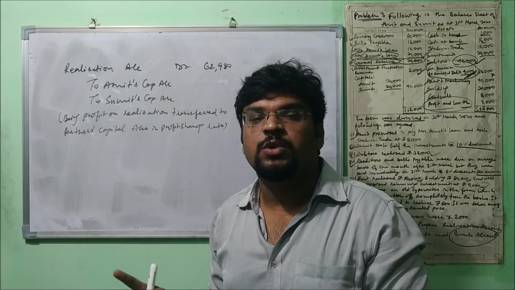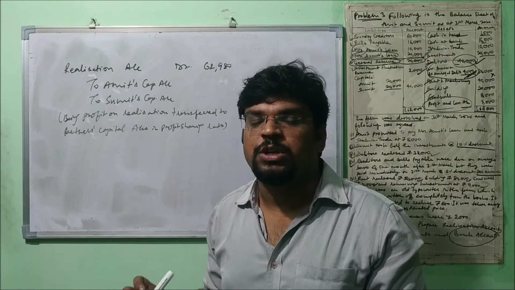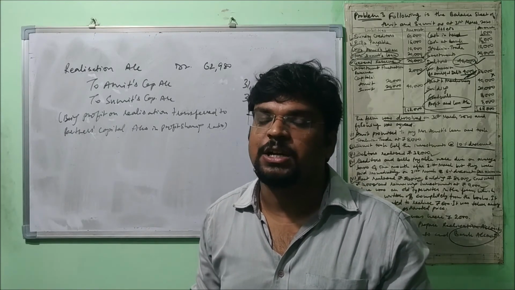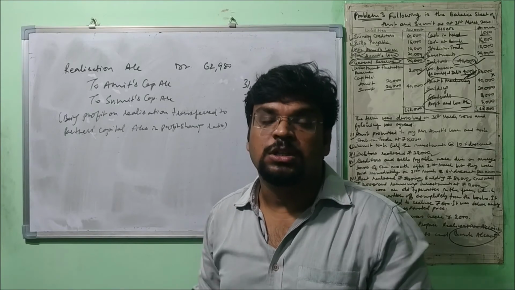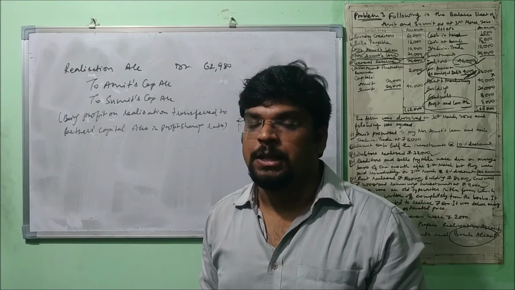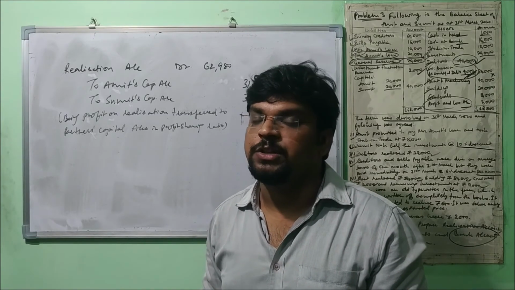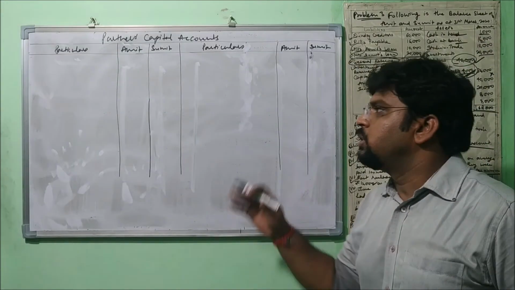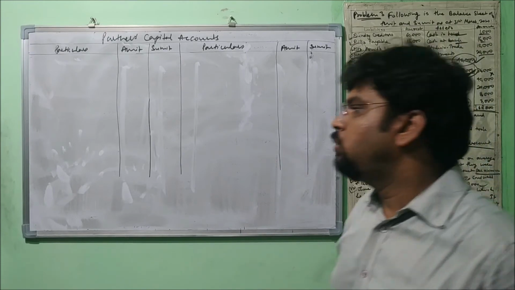Okay, one more entry we'll be doing, but for that we need to prepare the partners' capital account first, thereafter we'll pass an entry. That is the entry of the final payment, or the payment to be received. That will be declared only after the preparation of the partners' capital account. So let's do that. This is the format of the partners' capital account.